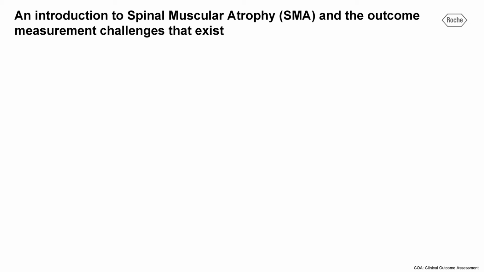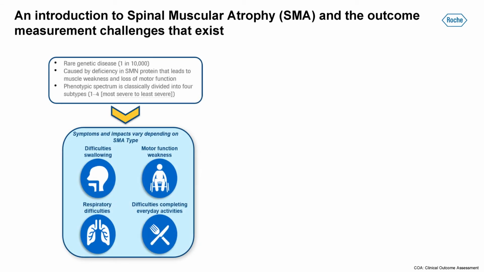So for the rest of the presentation, I'll focus on a case study in spinal muscular atrophy. Spinal muscular atrophy is a rare genetic disease caused by a deficiency in SMN protein, which leads to progressive muscle weakness and loss of motor function. Its phenotypic spectrum is classically divided into 4 subtypes.